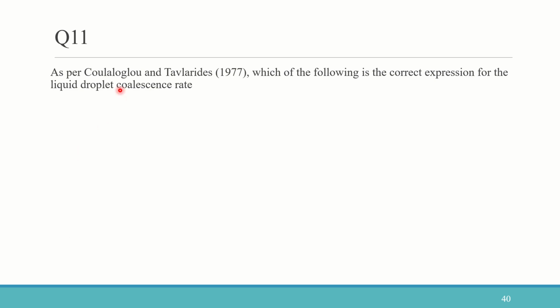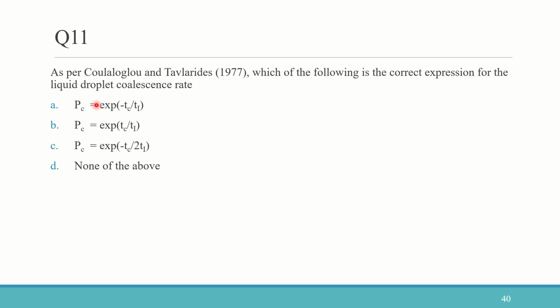Now let us go to question 11. As per Quilaglo and Tavlerites 1977, which of the following is the correct expression for liquid droplet coalescence? Option A, Pc is equal to exponential of minus Tc by Ti. Option B, Pc is equal to exponential of Tc by Ti. Option C, Pc is equal to exponential of minus Tc by 2 Ti. Option D, none of the above.